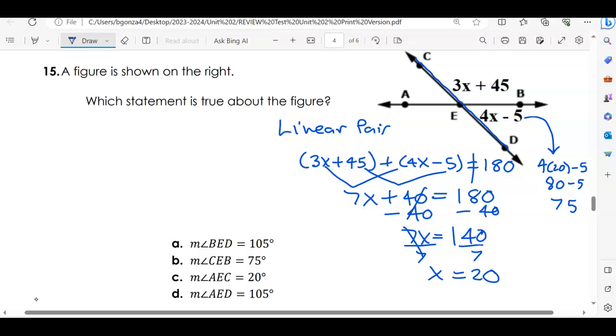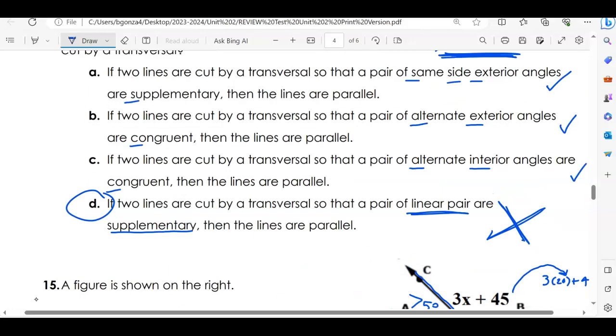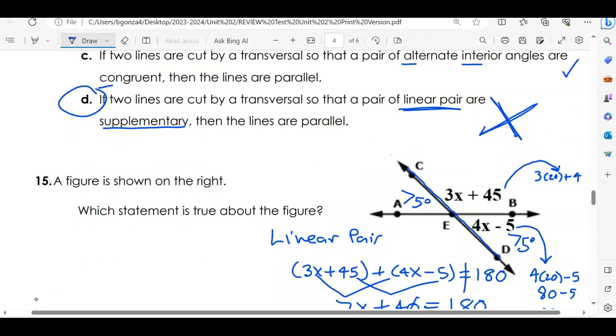Okay. So this is 75 degrees over here. And the vertical angle right across is also going to have to be 75 degrees. See how that works? Now you could take this and plug in 20 as well. 3 times 20 plus 45. 60 plus 45 is 105. Okay, so, or you could have just subtracted 75 from 180. Either way, you get 105. Okay, so there's more than one way to do this usually. So this big obtuse angle is 105, and then the vertical angle across from it is 105.